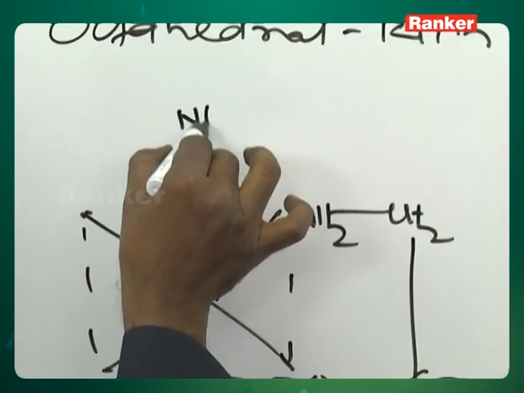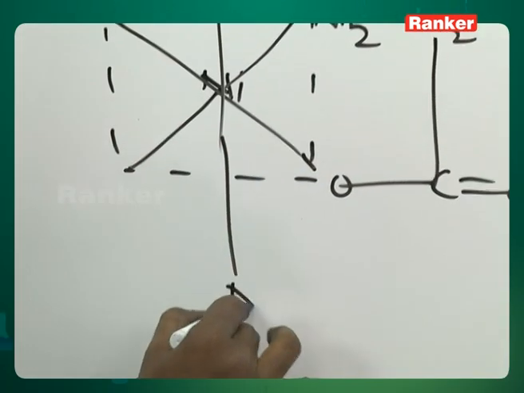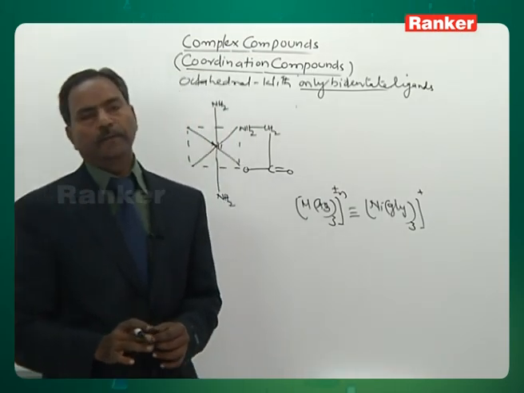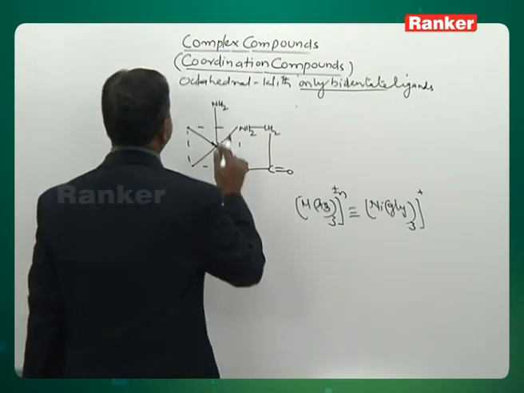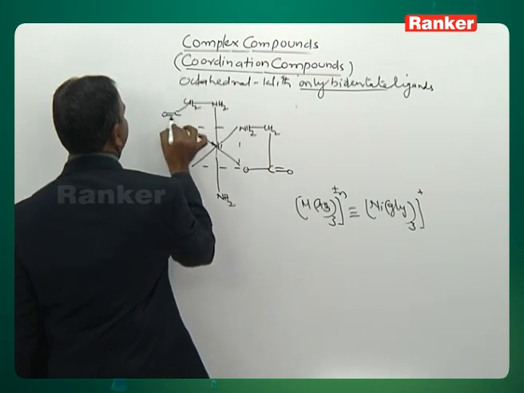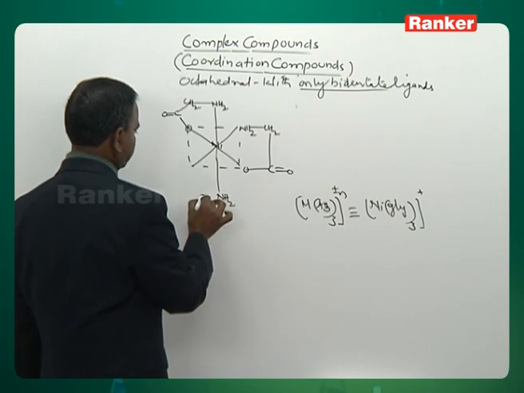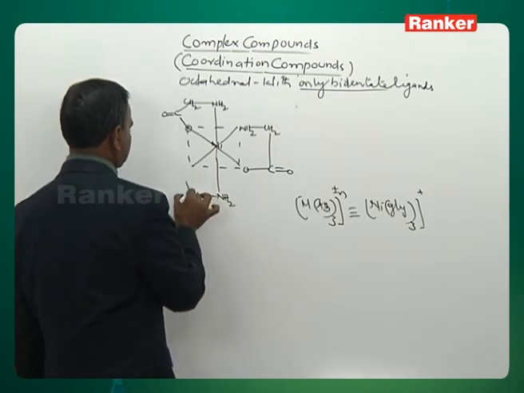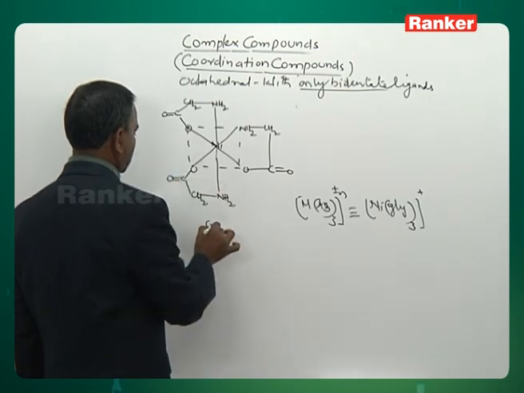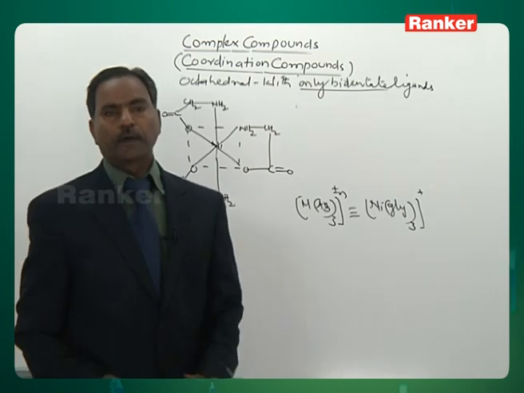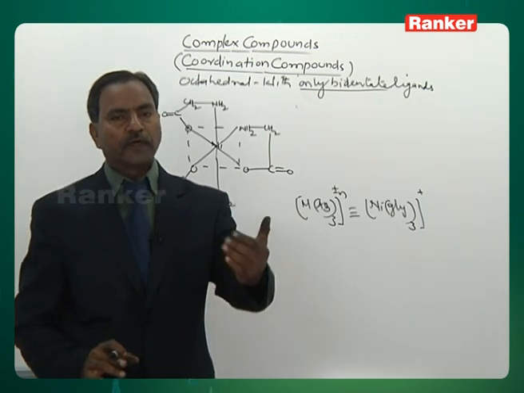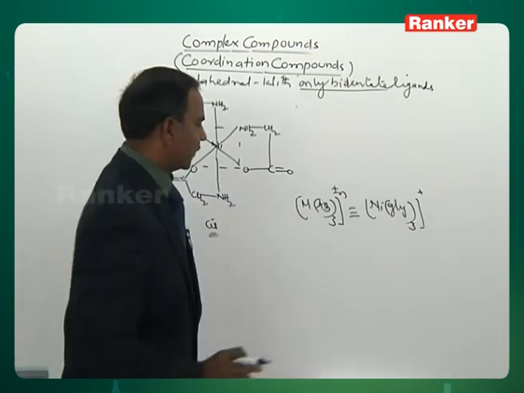Next one, I write identical donor atoms in the axial position. Then that will be considered as cis. That is the cis isomer. Next we can write a trans isomer. Keep the different donor atoms in the axial positions, then you can write the trans.